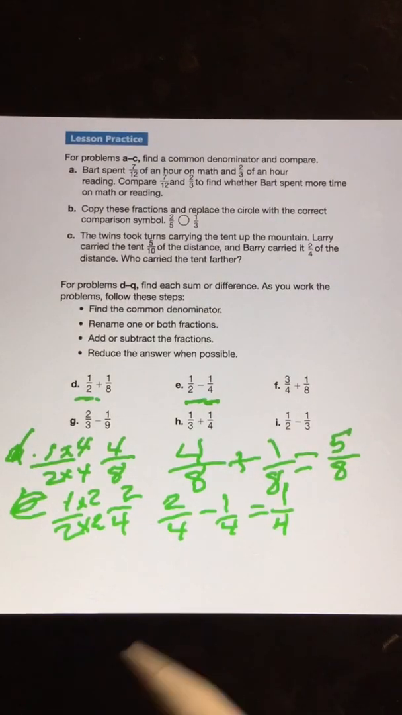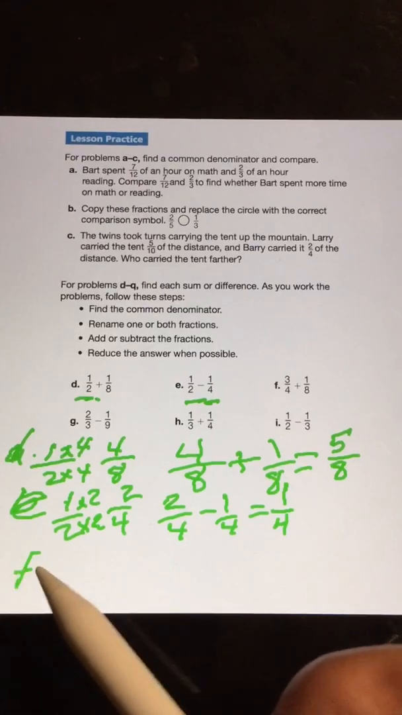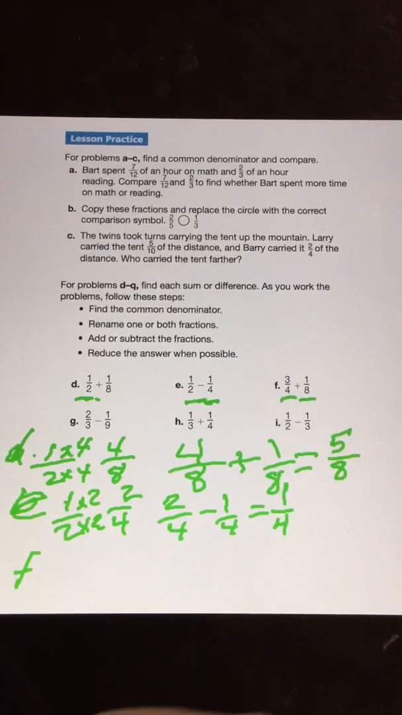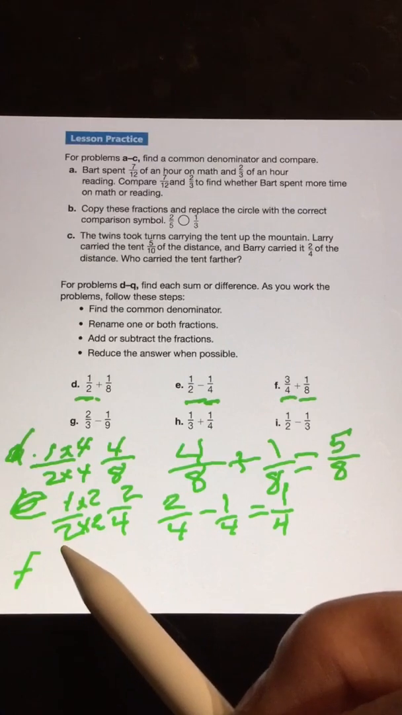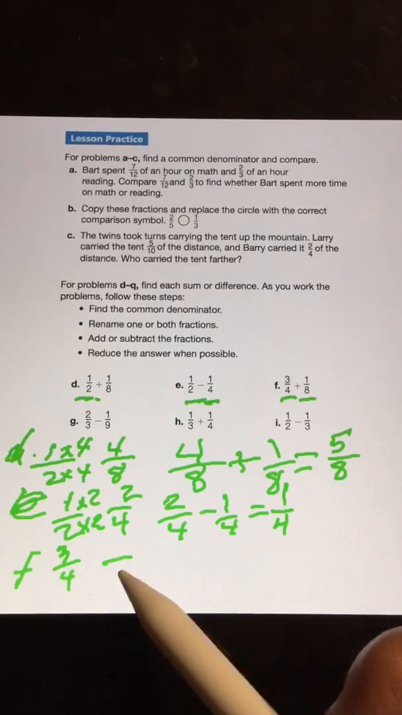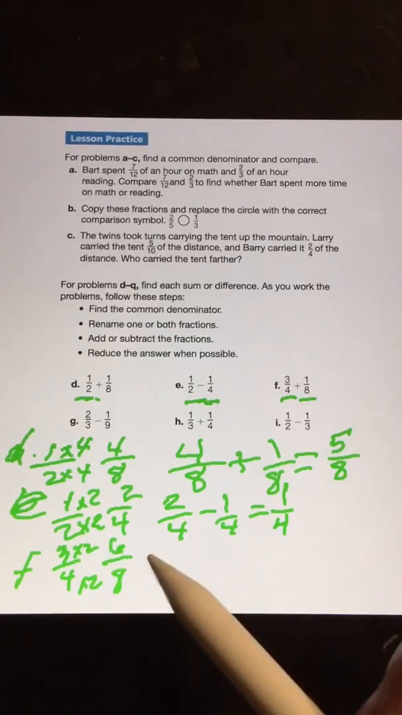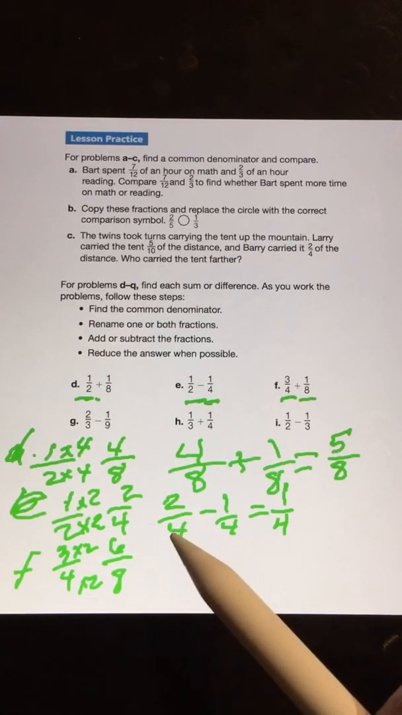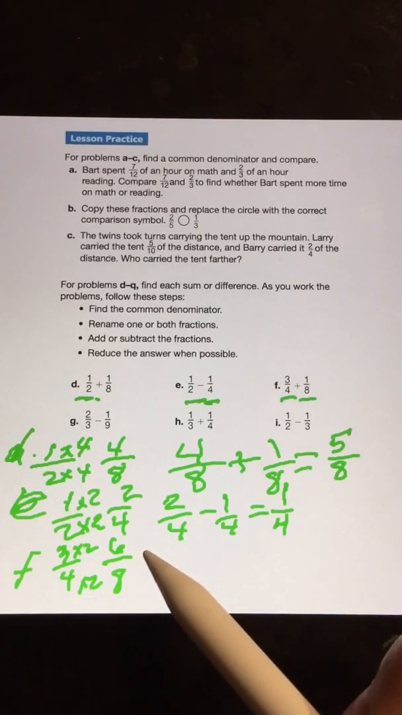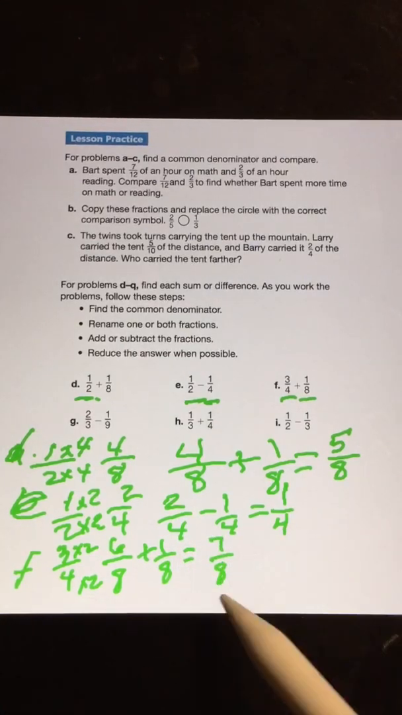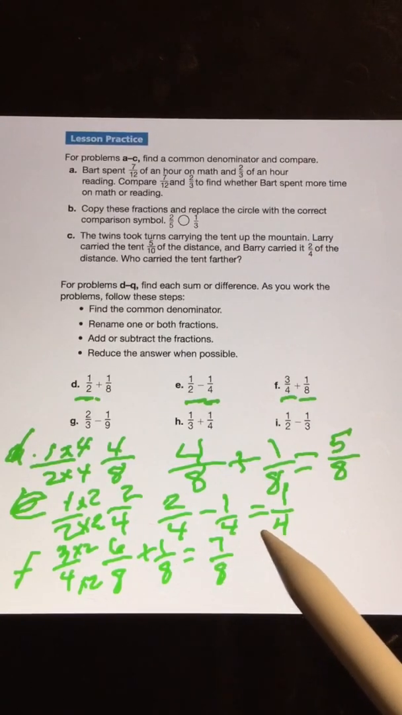Well, let's do F. All right, so F, as you can see, I have a 4 and an 8. I know that they both go into 8, right? So I need to change that 3/4 into one with a denominator of 8. So I know I multiply 4 times 2 to get 8. 3 times 2 is 6. So I have 6/8. Now I need to add my 1/8. So 6/8 plus 1/8 equals 7/8. Correct? That is F.